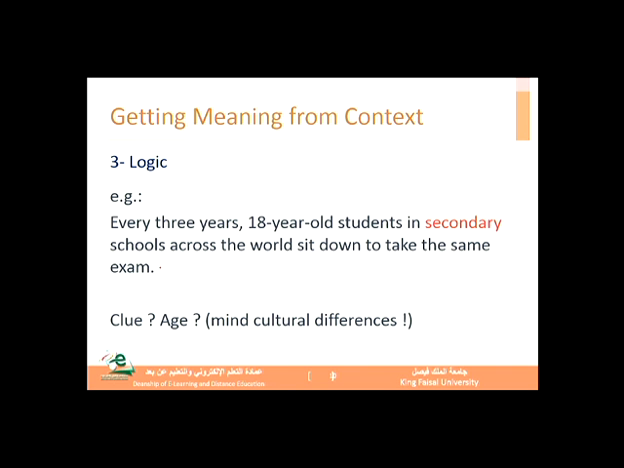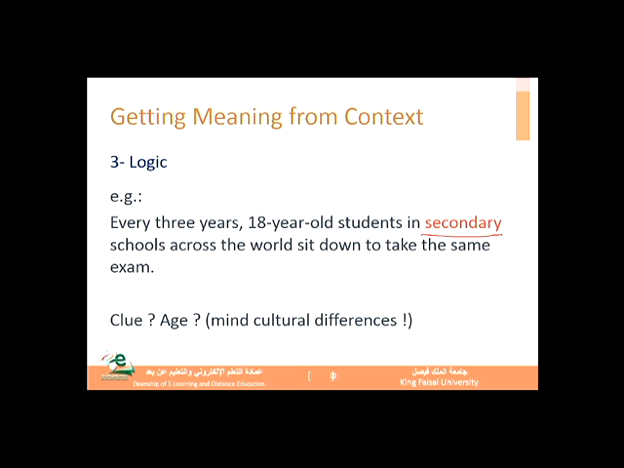Here, in this example: every 3 years, 18-year-old students in secondary schools across the world sit down to take the same exam. First of all, let's identify the word that we want to know the meaning of. In this case, it's secondary schools. Let's say that we are really not sure what is meant here by secondary schools. What does secondary mean? I should read the whole sentence again and look for cues.